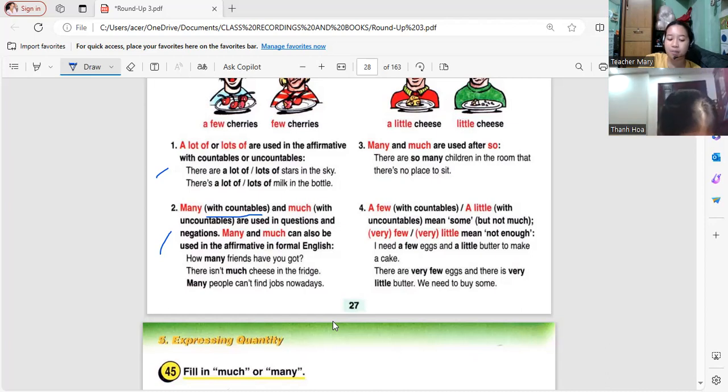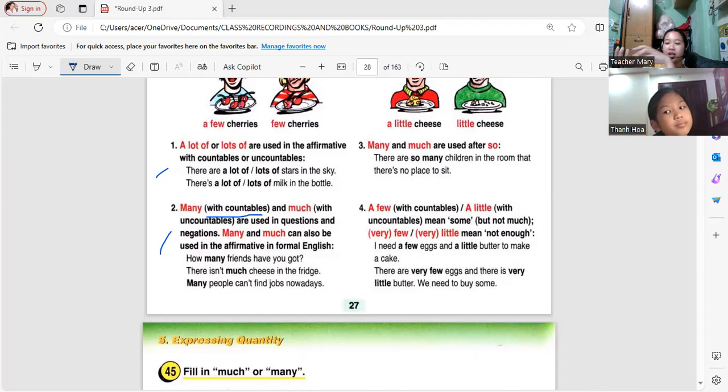For many, you could use this example. I have many apples in my hand. So, for example, I have four. Let's just imagine I have four apples in my hand. Can you count the apples in my hand? Is it countable or uncountable? Countable. Very good. So you can use many. I have many apples in my hand. Because could you hold 10 apples in one hand? No. So I have many apples in my hand. It could be 3 or only 4.